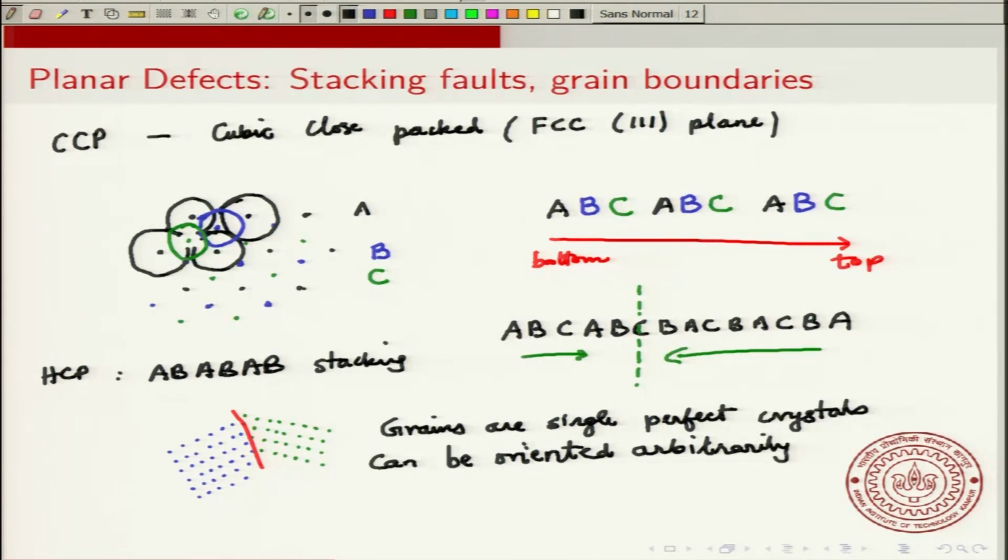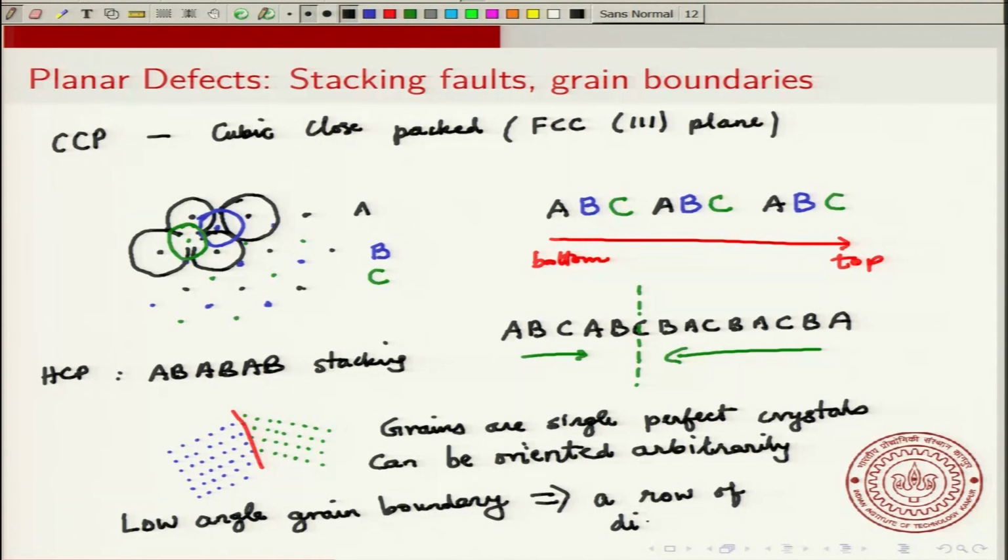I will just make this statement, and again you can look up more information, because I won't be talking about this more. A low angle grain boundary can be viewed as equivalent to a row of disclinations. Remember, a disclination is a line defect, whereas a grain boundary is a planar defect. A low angle grain boundary can actually be viewed as a row of disclinations. Again I won't talk too much about this, but this is some information that you might find useful. So that's how much I want to say about planar defects.